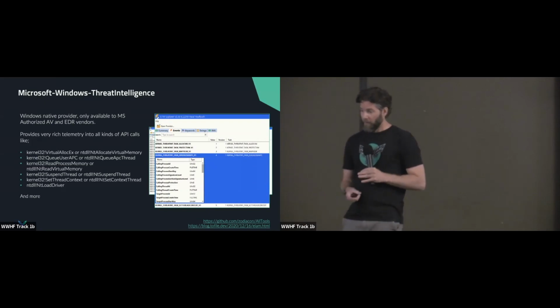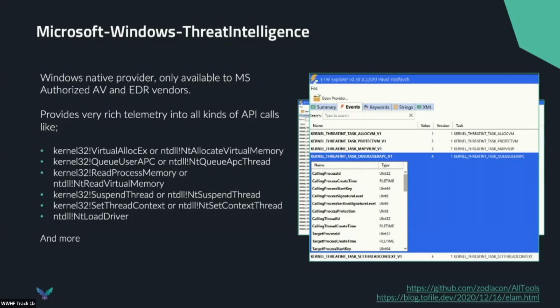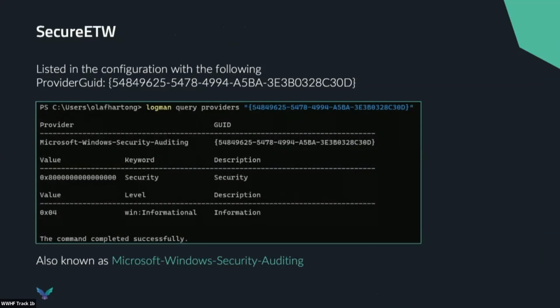It's quite fun. And if you use ETW Explorer from Pavel, you can basically just go through the manifest, and you can see what kind of data you can expect. You can also start listening to it, but you need to have an elevated process, as I mentioned before.